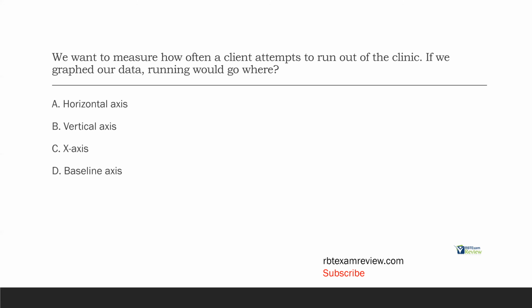As long as you know what a line graph is and the different components of the line graph, you're going to be A-okay, okay? In this case, we want to measure how often a client attempts to run out of the clinic. That's our behavior. So we're going to graph our data. Now, running, which is our behavior, goes where? And this is what I mean knowing the different parts of the line graph. Line graphs have an x-axis and a y-axis. The x-axis is horizontal. The y-axis is vertical. The x-axis typically shows the passing of time, so hours, minutes, sessions. The y-axis, the vertical axis, typically shows the behavior.